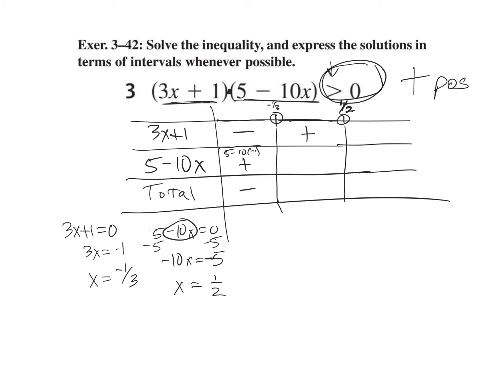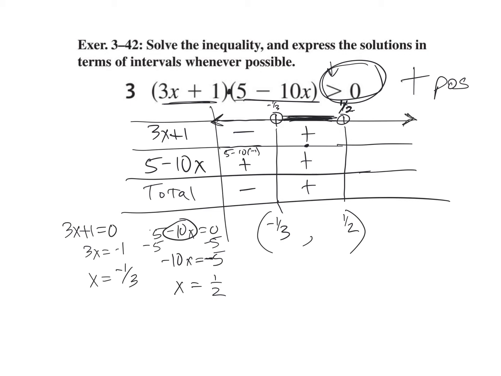In this range, you'll get a positive answer for the 3x plus 1. And the 5 minus 10x, plug 0 in. 10 times 0 is 0. 5 minus 0 is 5. That's positive. And what is a positive times a positive? A positive. So from negative 1/3 to positive 1/2, that is going to be part of our solution. These work. So on the number line, this is shaded, and this is our interval notation right here.